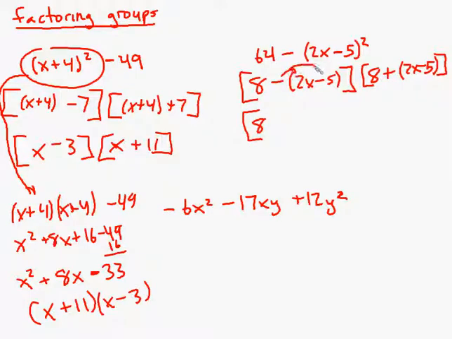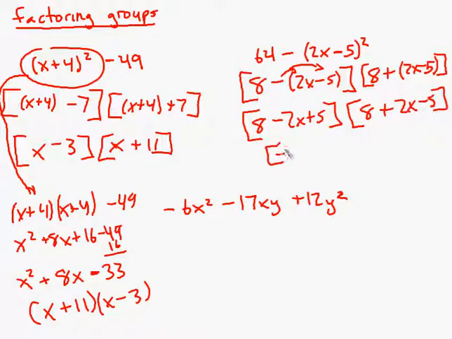Something I noticed some of you are doing: you're not distributing your negatives all the way. That's a silly mistake. 8 plus. No negative to distribute on the next. And then I just combine whatever like terms I happen to have. Alright, and that's our answer there.